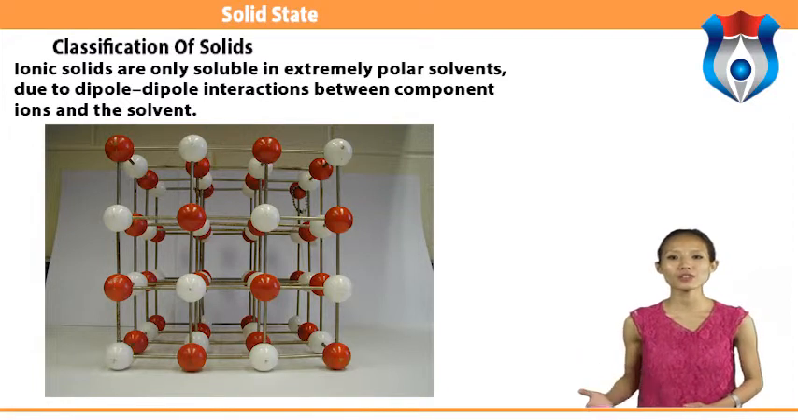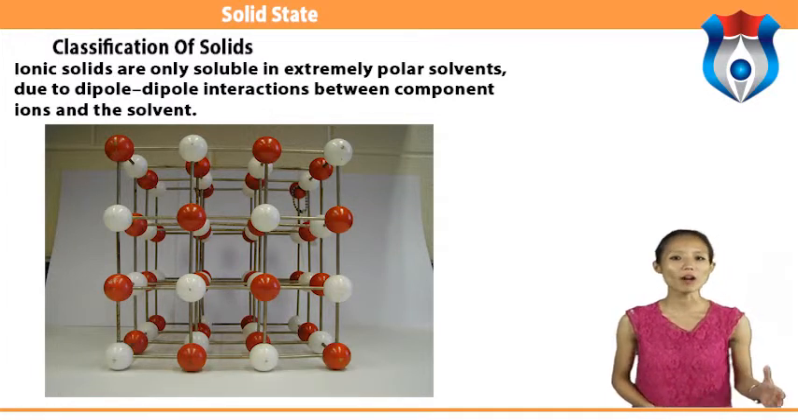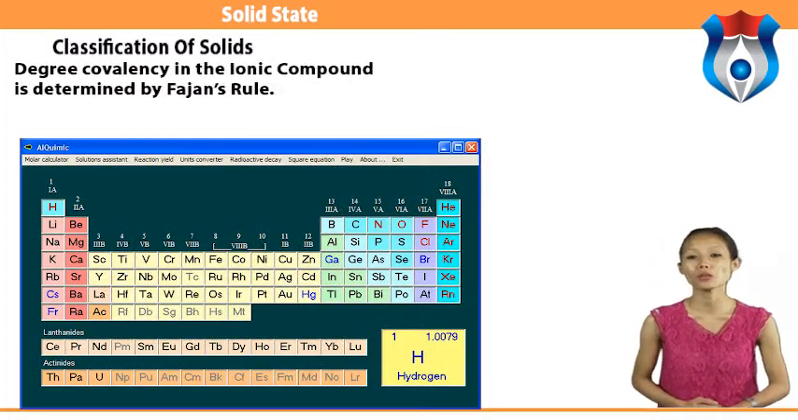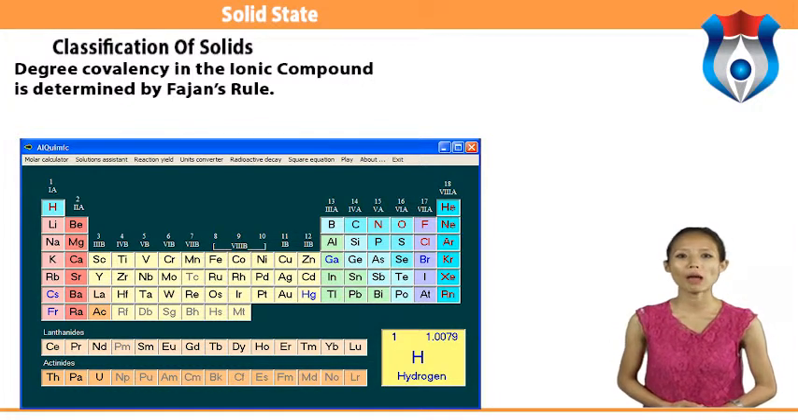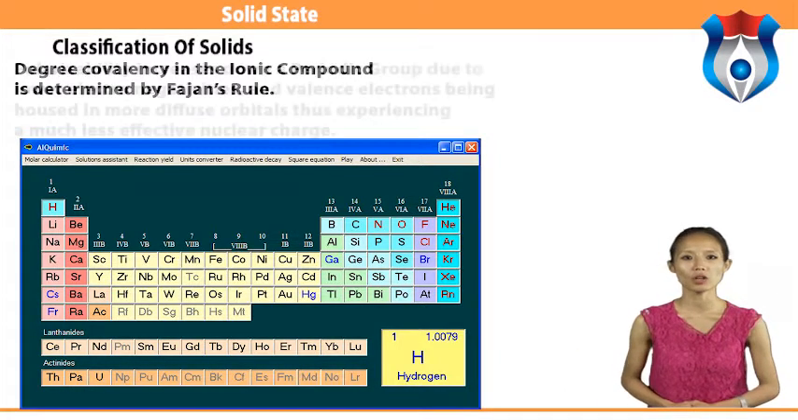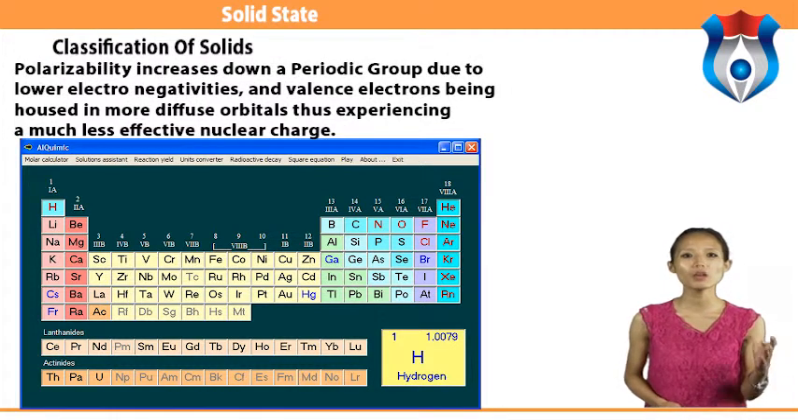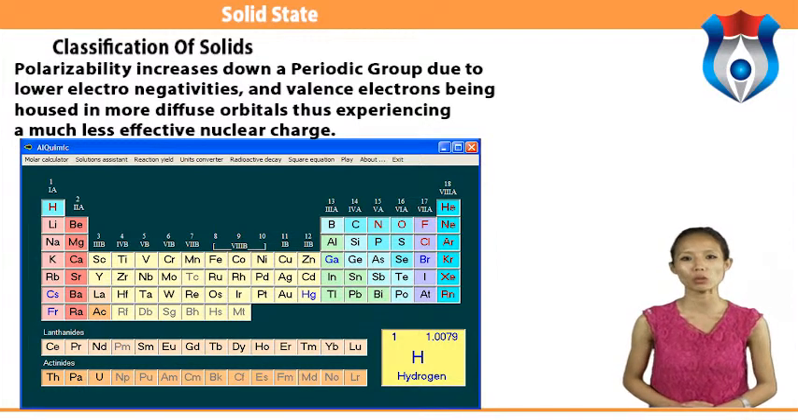Since the lattice energy of the crystal must be overcome in this process, the solvation of the ions represents a significant exothermic process that is the driving force for this to occur. There is often a degree of covalency in the bonding. In particular, Fajans' rules describe the degree of covalency as being related to the charge density of the cation and the polarizability of the anion. In general, polarizability increases down a periodic group due to lower electronegativities and valence electrons being housed in more diffuse orbitals, thus experiencing a much less effective nuclear charge.